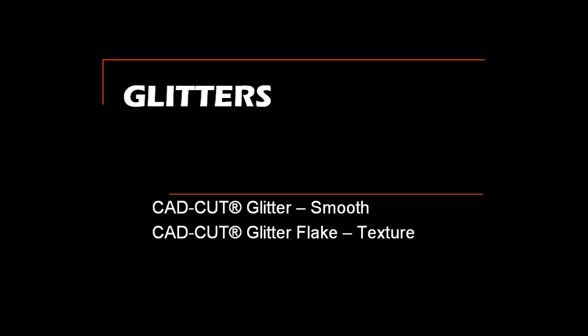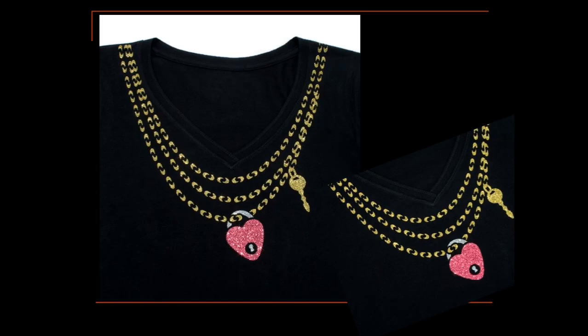The smooth finish glitter can be layered one on another. The textured glitter can be used as a foreground, but you can't apply anything over it. So you can't use the textured glitter as the background. Here's an example of the glitter flake in the colors pink, silver, and gold.